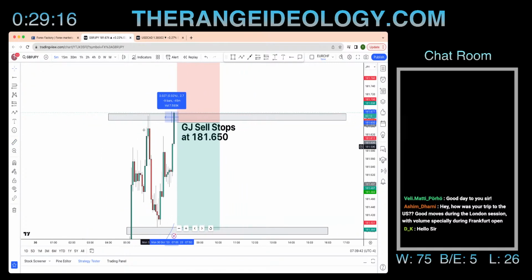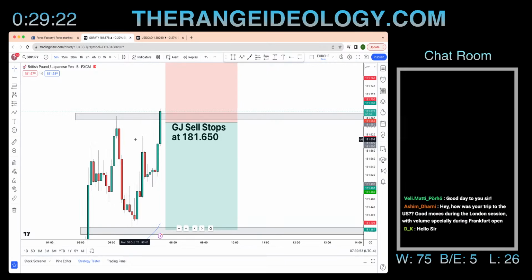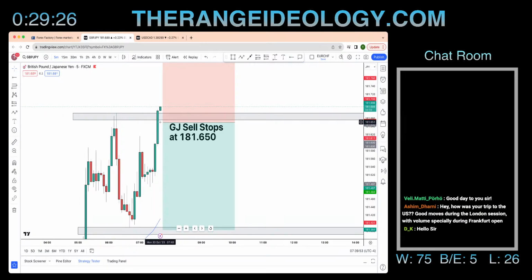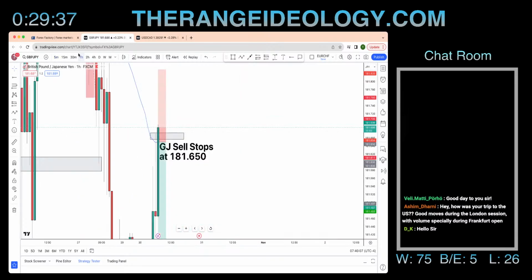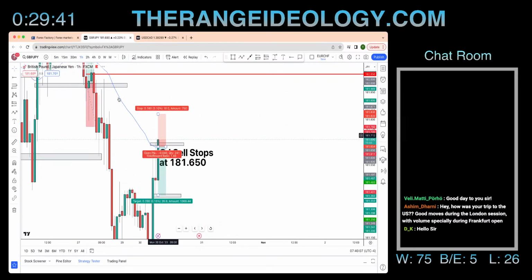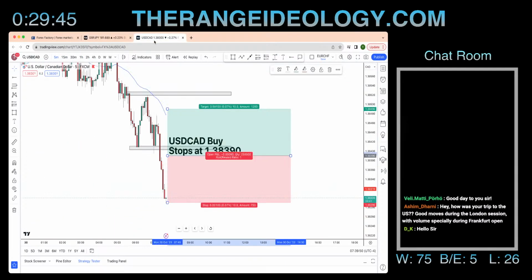Almost 3 pips. All right, new 5-minute candle. Making a strong push. Almost 5 pips. I need just another stronger push above for me to consider the sell stops.